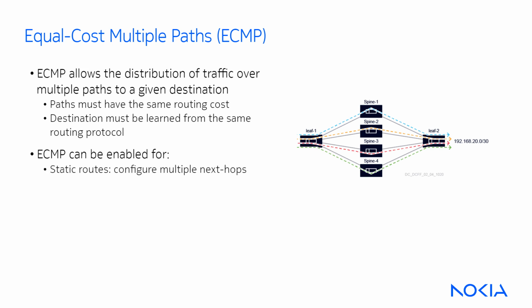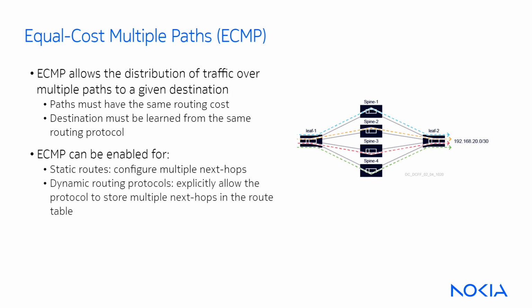ECMP is enabled for a static route by configuring multiple next hops with the same cost. ECMP is enabled for a dynamic routing protocol, such as OSPF, ISIS, and BGP, by explicitly allowing the routing protocol to select multiple next hops and store them in the route table.